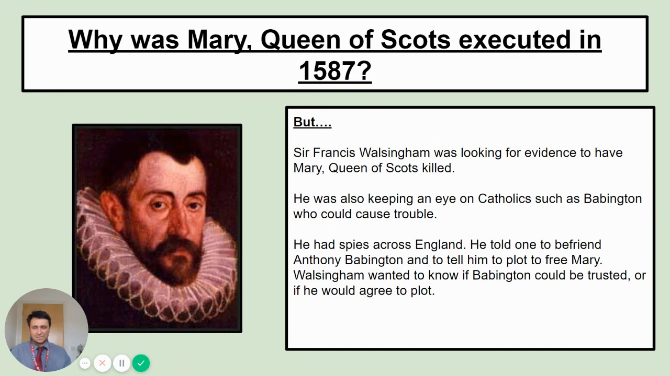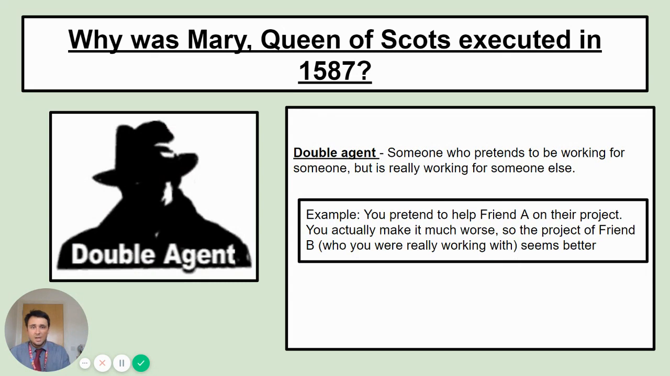They're almost like actors. They were double agents, which is where someone pretends to be working for someone, but is really working for someone else. So an example of this might be, you pretend to help friend A on their project, you actually make it much worse, so the project of friend B, who you were really working with, seems better. That's what was going on here.